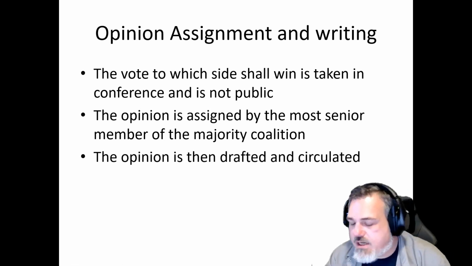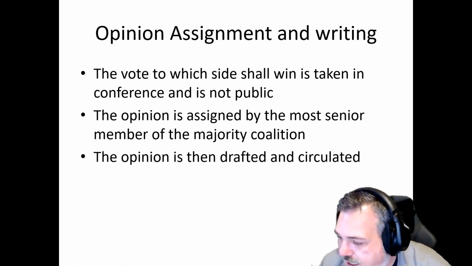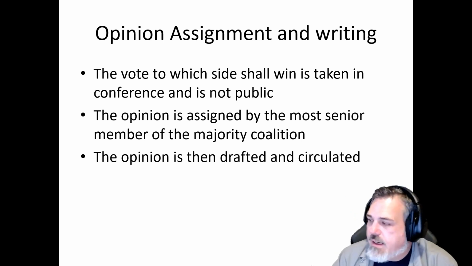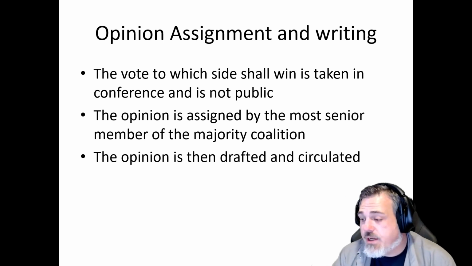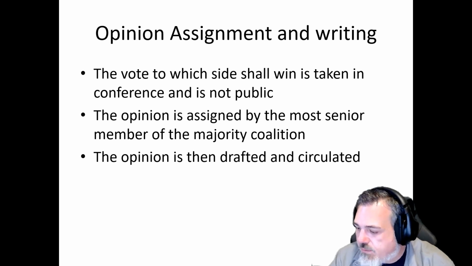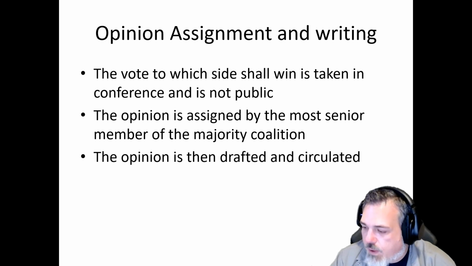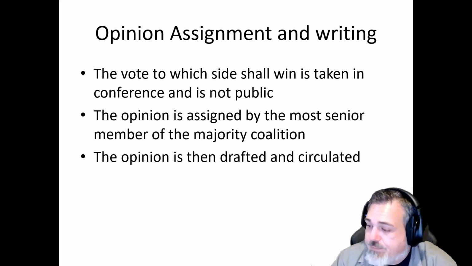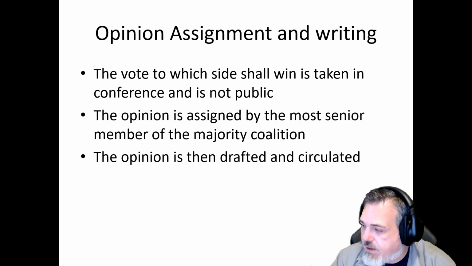Then the most senior member of the majority coalition will decide who is going to write the opinion. In most cases, especially on the current court that we have, the most senior member is going to be the Chief Justice, and the Chief Justice will decide who is going to write the opinion. That part is obviously strategic for a number of reasons, but there are also some workload considerations. You're not going to consistently assign yourself the opinion, or else you have to write 75 opinions by the end of the term, and so you're going to spread that around to other judges.